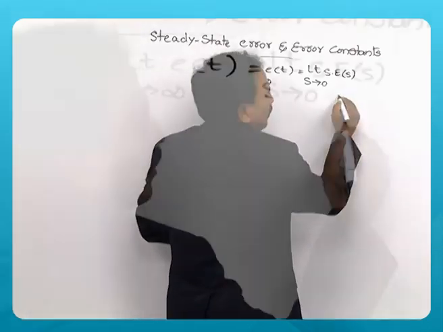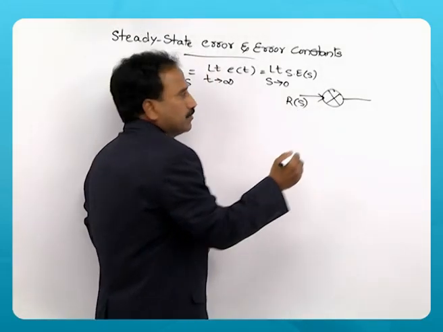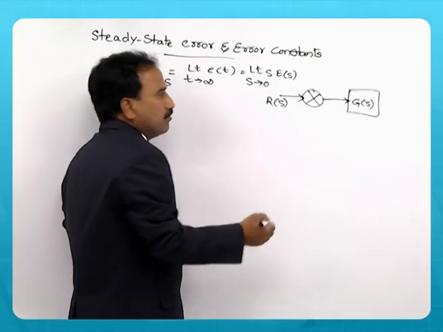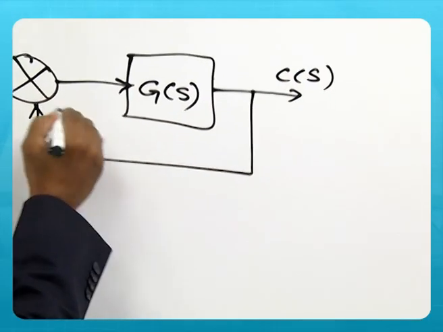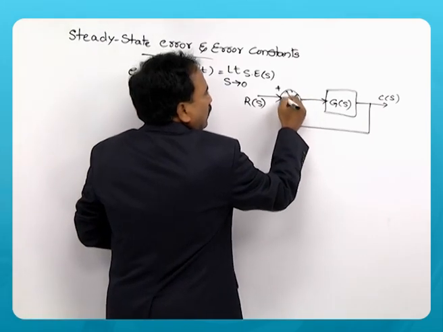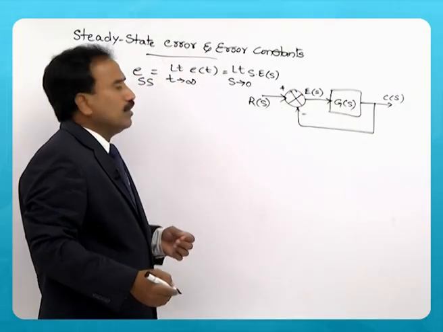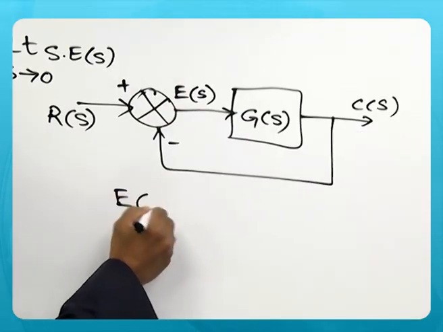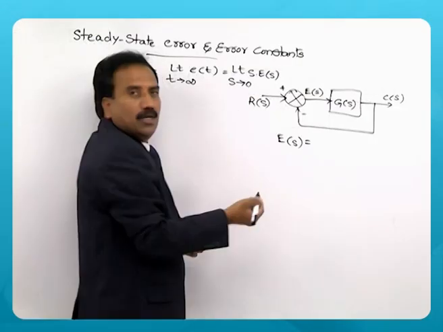For example, you are familiar with this diagram. Say R of s is the input and the system is described by G of s, and this is the output C of s. Assume a unity feedback control system, then the output of this error detector is E of s. So, what is meant by E of s? E of s is the error signal. So, what is the deviation from input to actual output?